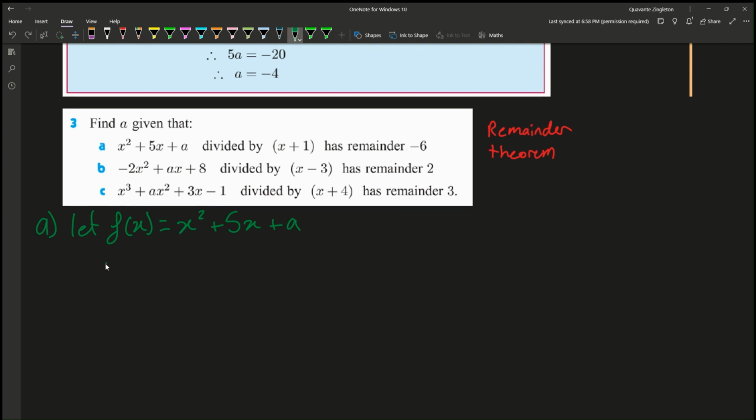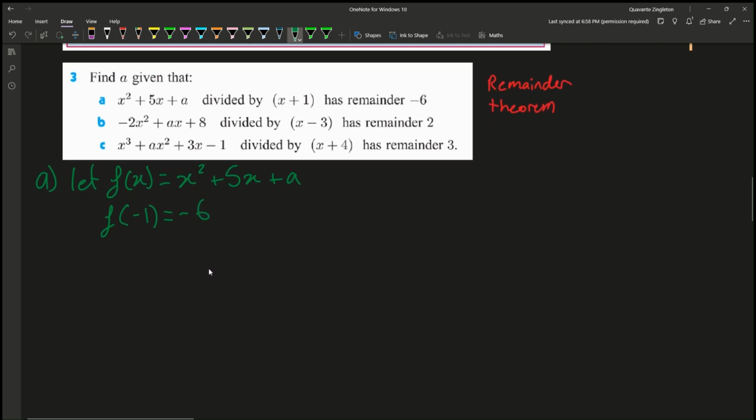In the remainder theorem, look at your second term here, which is this positive 1, and you want to flip the sign of it and make it negative 1. And you input that right here. So f of negative 1, right? And the remainder theorem states that, in this case, f of negative 1 equals our remainder, which is negative 6.